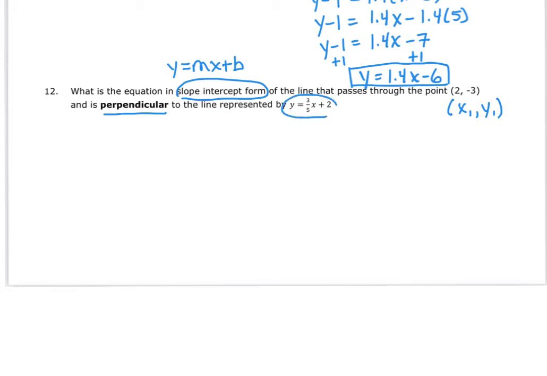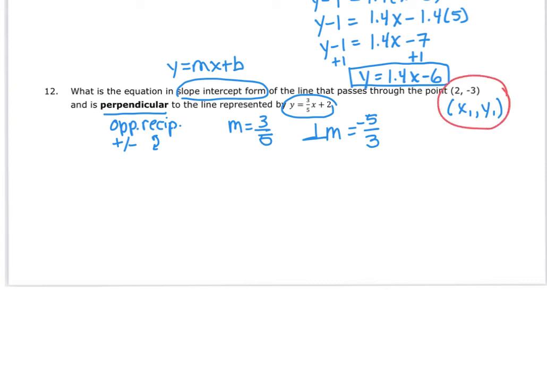y equals 3 over 5x plus 2. We know that perpendicular lines have opposite reciprocal slopes. Opposite means if one is positive, the other is negative. Reciprocal means we flip the numerator and denominator. So if this equation has a slope of 3 over 5, then a perpendicular slope would be negative 5 over 3.